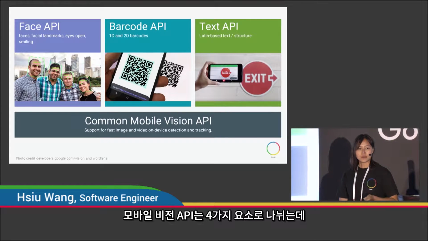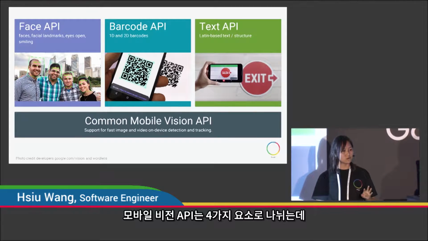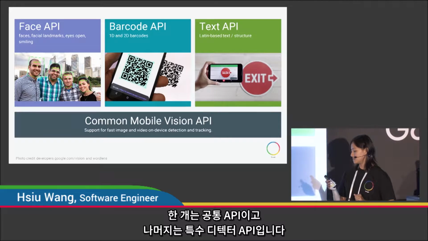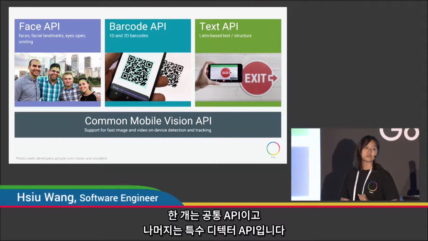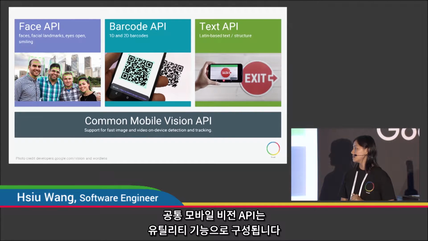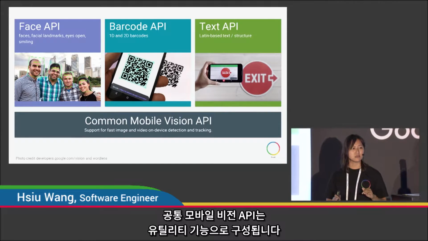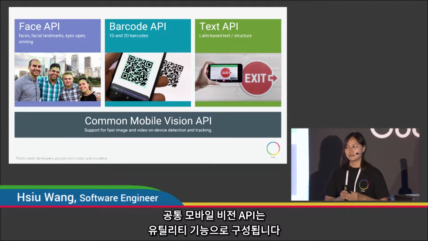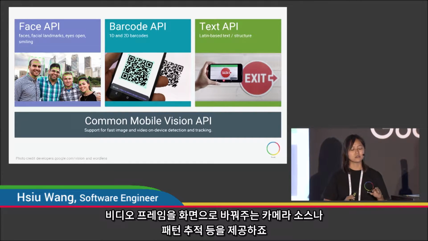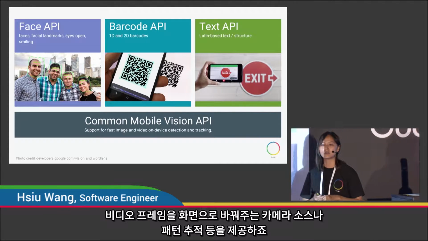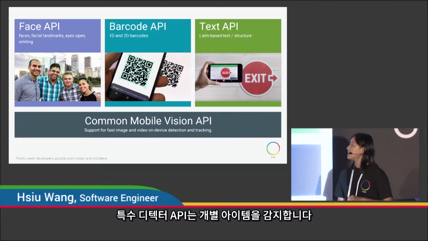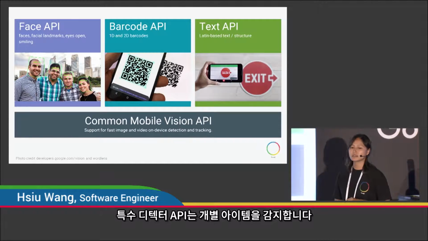The Mobile Vision API can basically break down into 4 different components: a common one, and also the 3 specialized detectors. The common API consists of utility functions, such as a camera source that allows you to convert a video frame to pictures, as well as our tracking pipeline. And the detectors are the specialized APIs that detect individual items.